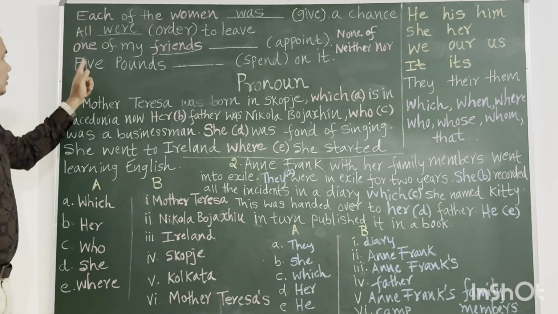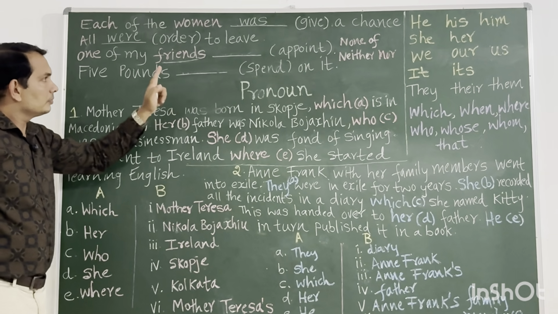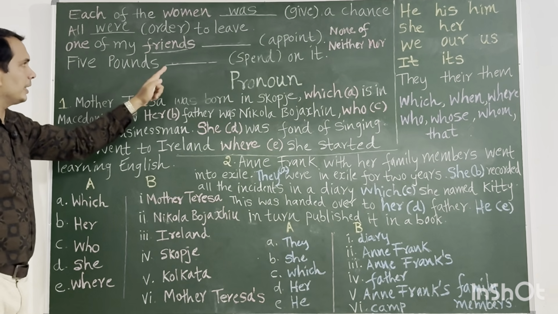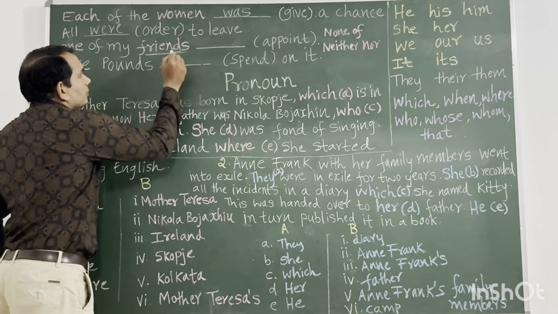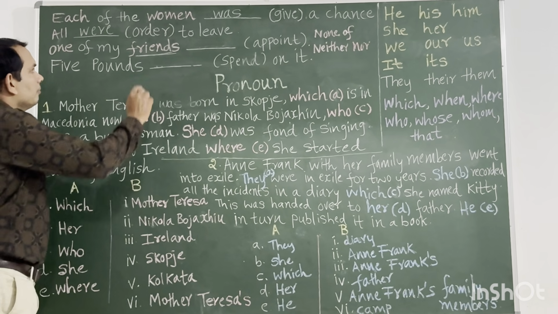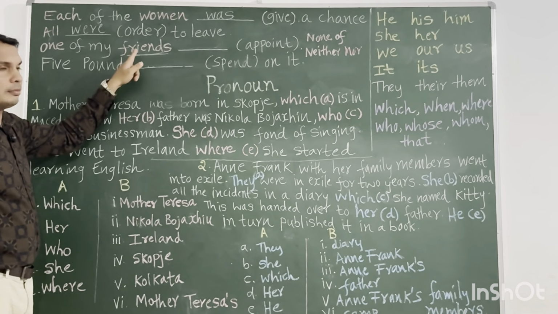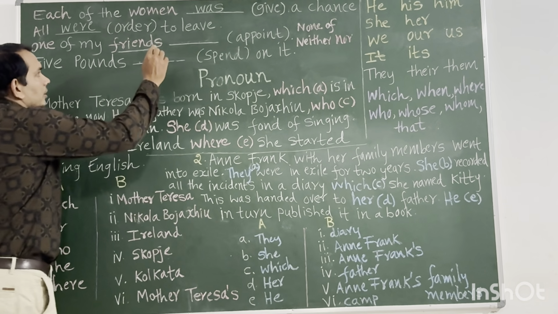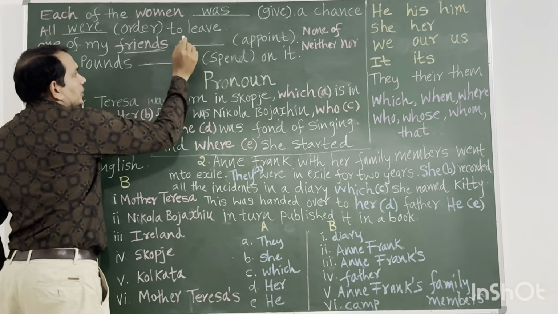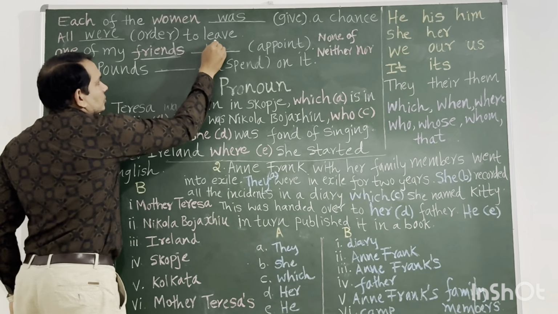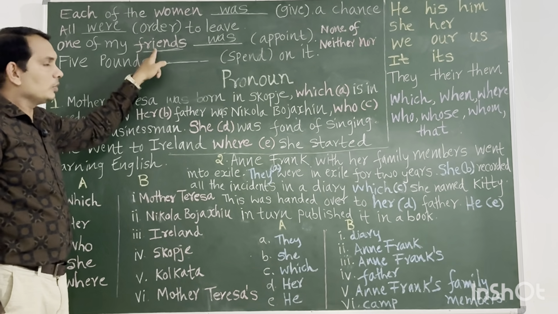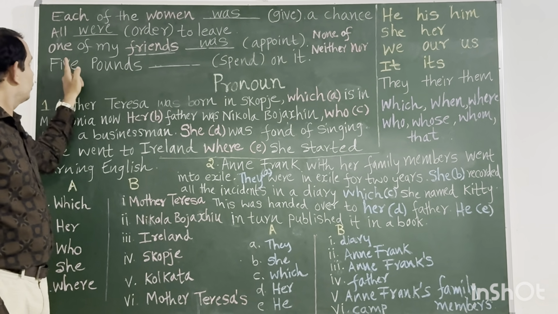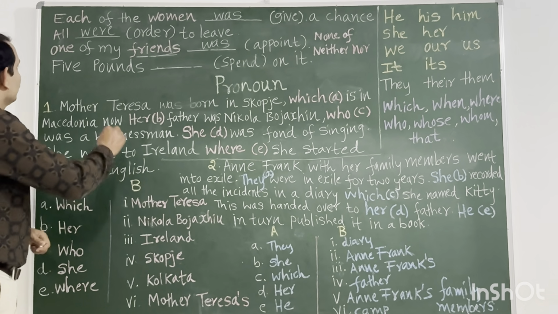One more question. One of my friends, dash, a point in brackets. Here the word that precedes the blank is friends, which is plural. Friends is the plural form of friend, but here the helping verb that we need to write is was. Though this word is plural, we write was here because we are referring to one of my friends.